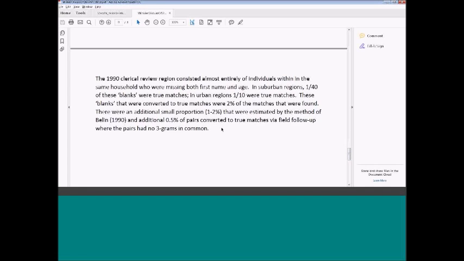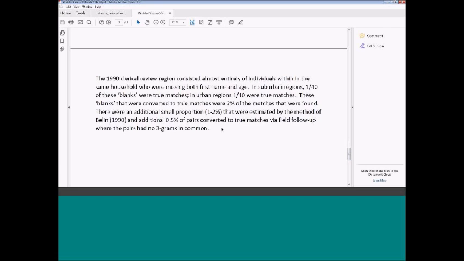And then we had another 0.5% where the pairs had no 3-grams in common. 3-grams are 3 characters. You go through an entire record, and any 3 that you take can't be found in the thing that you're trying to match to. So those were found during the field follow-up. So we had very good field people.